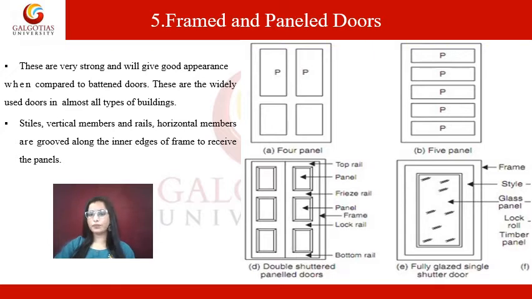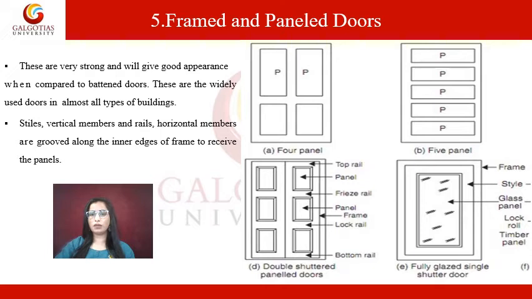Stile is the vertical member. Here you can see the stile. This is the vertical member, and rails are the horizontal members. Here you can see, this part is known as the rail. This is the top rail, this is the frieze rail, lock rail and bottom rail. So this horizontal member is known as the rail. There is a groove along the inner edge of the frame to receive the panel. So you can see these are the grooved parts in the frame. So this design is known as the framed and panel door.